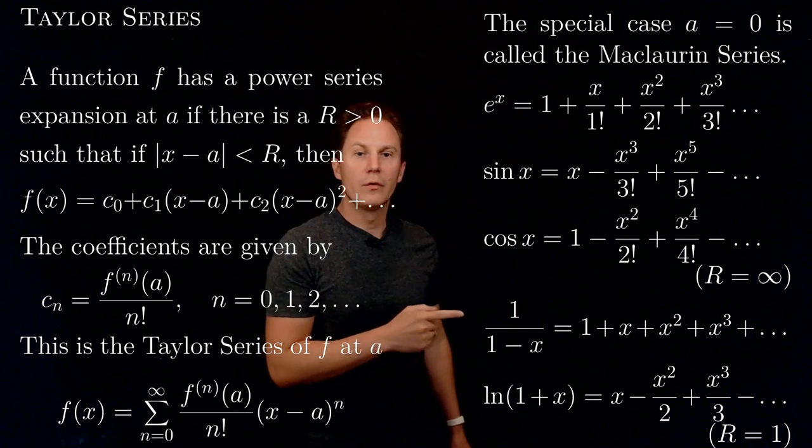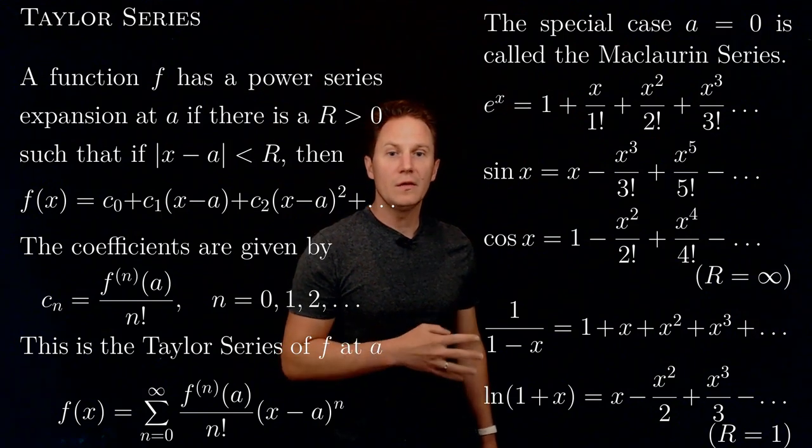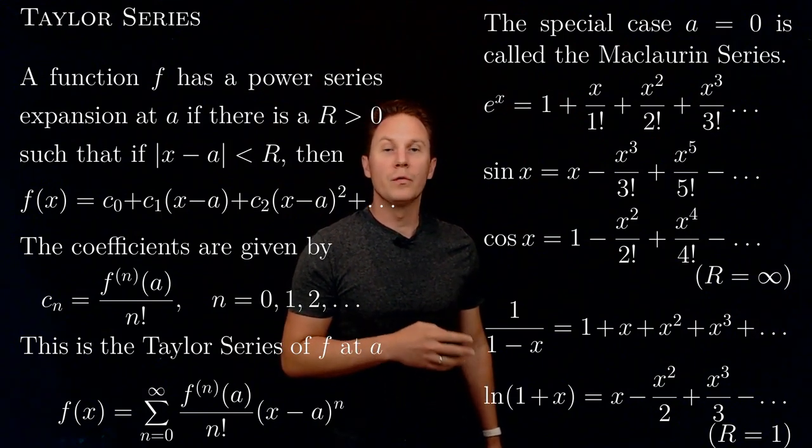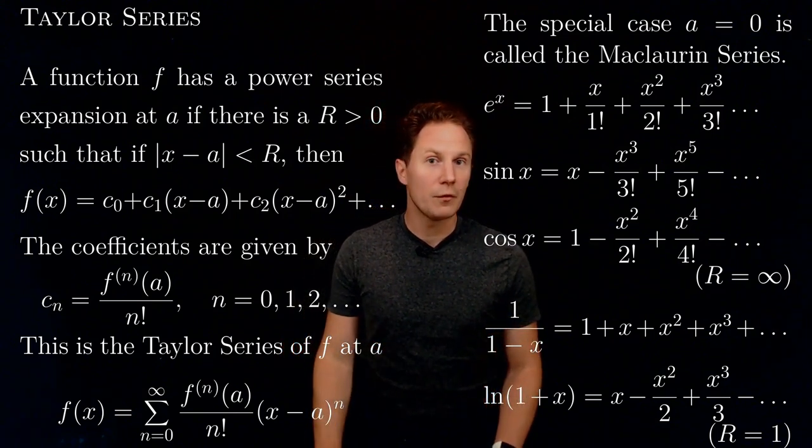Whereas for 1 over 1 minus x and the natural logarithm of 1 plus x, these expansions only hold true for x between negative 1 and 1. Okay, this is enough for now.